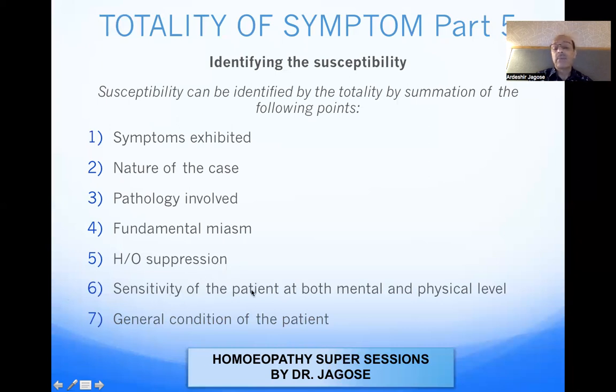Then the sensitivity of the patient at both the mental level and the physical level. So you see the sensitivity at the level of the mental symptoms as well as at the level of the physical general symptoms. At the mental level, pertaining to will, emotion, intellect, and subconscious, you see whether you're getting PQRS symptoms or not. And similarly on the physical level, that is the cravings, the desires, appetite, thirst, elimination, etc. So if you're getting characteristic symptoms, it shows sensitivity is high.